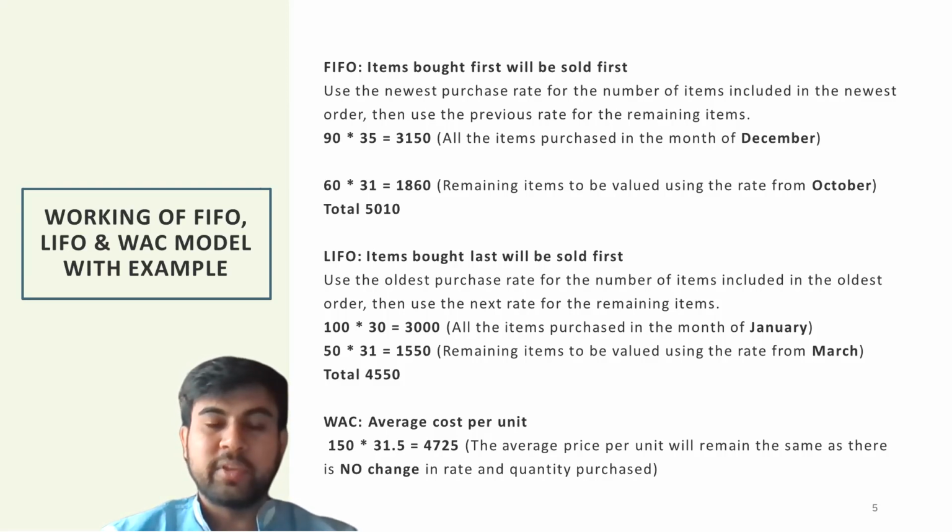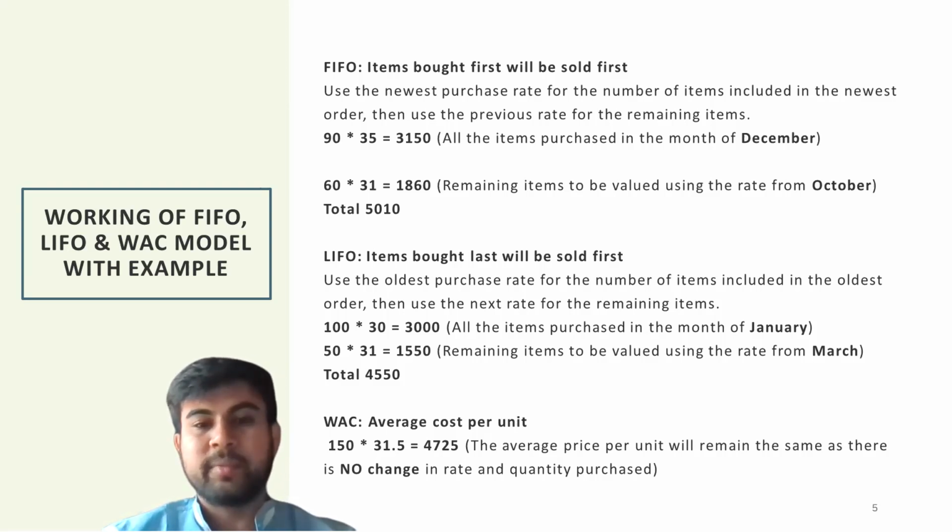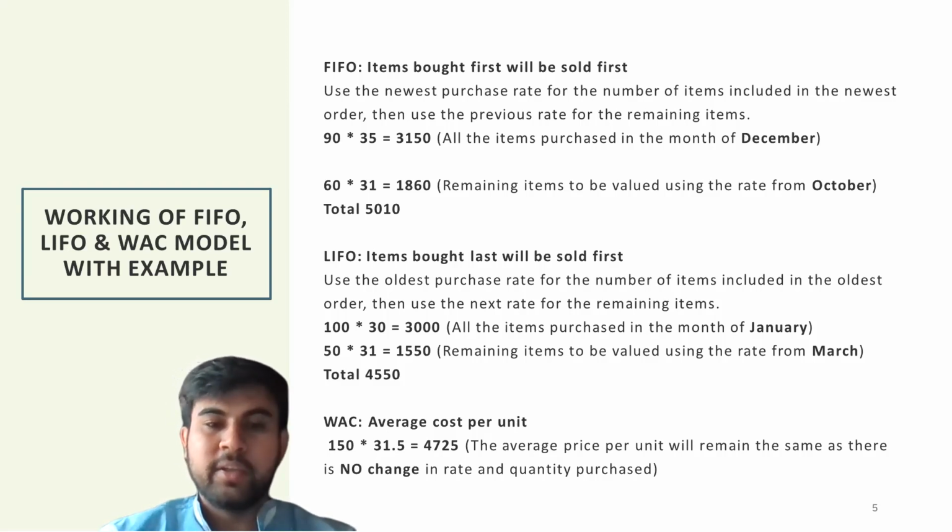And for the month of March, 31 rupees per pair for 50 quantities. So the amount becomes 1550 rupees. So the total amount is 4,550 according to LIFO. In WAC, that is average cost per unit, it is calculated. So 150 into 31.5 is equal to 4725. The average price per unit will remain the same as there is no change in rate and quantity purchased.